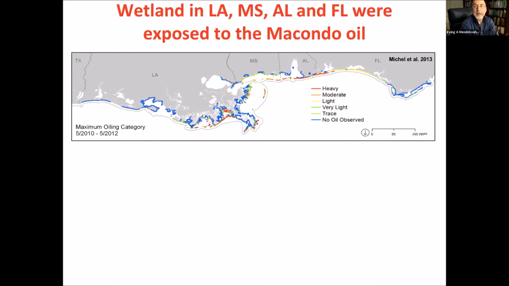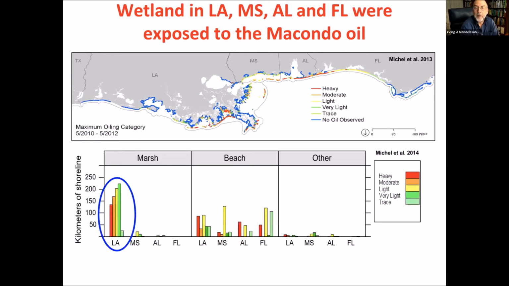This is a SCAT, or Shoreline Cleanup Assessment Technique, map from Michel et al. And I'm sure most of you, if not all, have seen this before. It shows the oiled and unoiled shorelines in the northern Gulf. And by far the largest volume of wetland oiling occurred in Louisiana. That's in contrast to Mississippi, Alabama, and Florida, which received much less oiling to their wetlands.